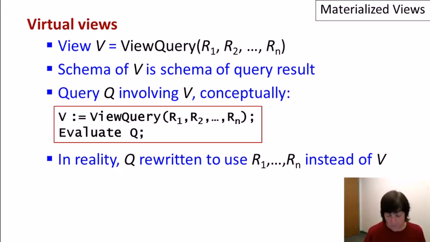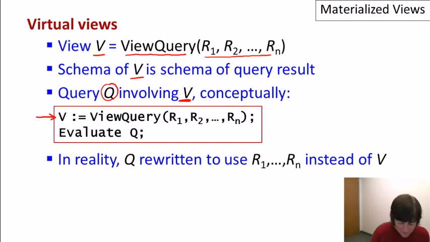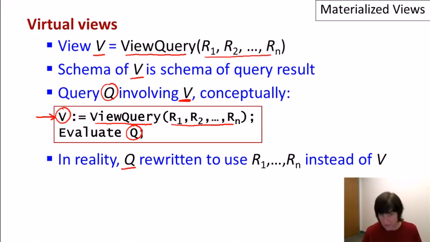So again, as a quick reminder about virtual views, we define a view V by giving a query to specify the view over some relations or even other views. The schema of the view is the schema of the result of the query. When we have a user query Q that references the view V, then conceptually, not actually, we could imagine that there's a table called V. We run the view query over the current state of the relations, we put the result in V, and then we can evaluate the user query Q, which refers to V. Now, in reality, the user query Q is rewritten based on the view definition to just use the base tables.